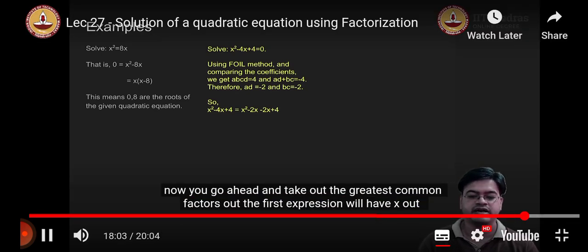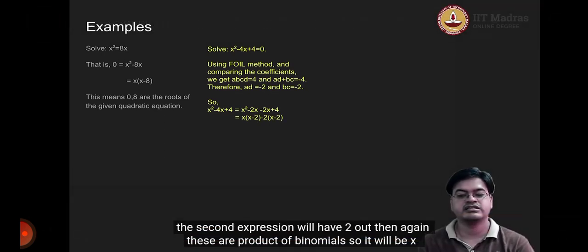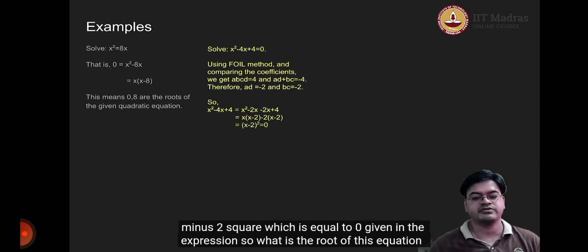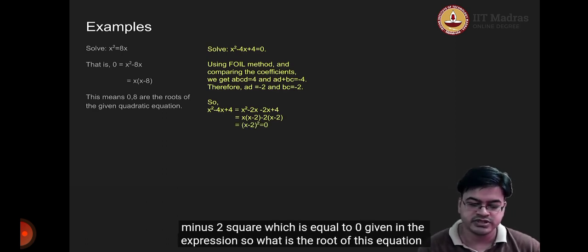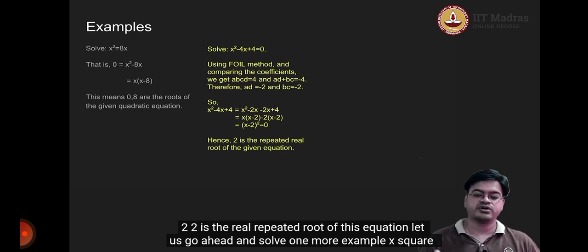Now you go ahead and take out the greatest common factors out. The first expression will have x out, the second expression will have 2 out. Then again these are product of binomials. So it will be x minus 2 square, which is equal to 0 given in the expression. So what is the root of this equation? 2. 2 is the real repeated root of this equation.